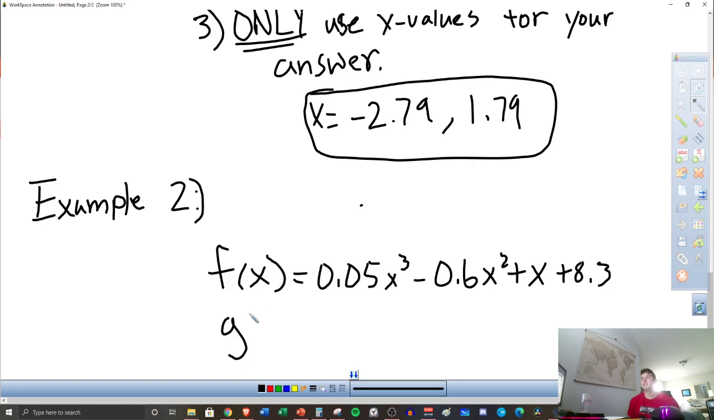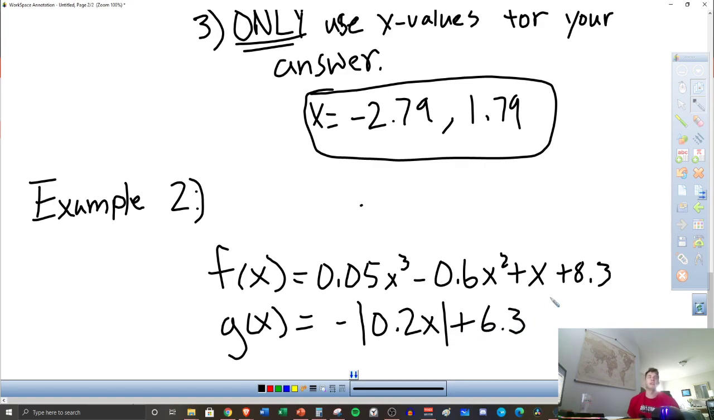And then we have g of x, which is going to be negative, and we're going to use this symbol here. Hopefully you remember what this is, maybe from last year. This is absolute value. And we already wrote this down for our parent function. So we know the absolute value makes that sort of V shape. But this is our absolute value parent function here.